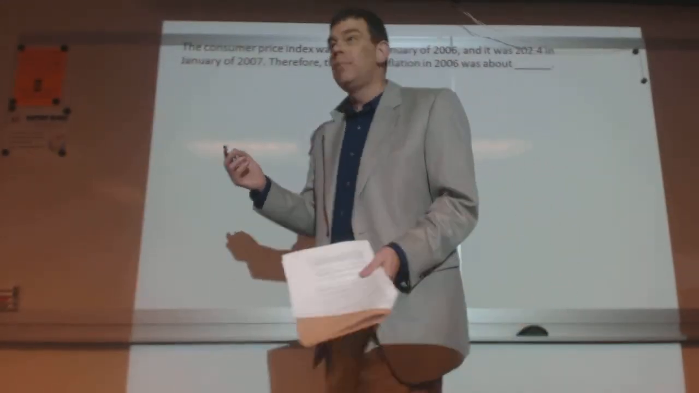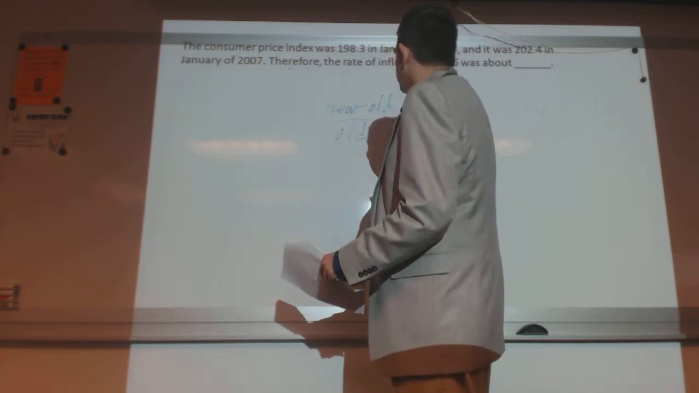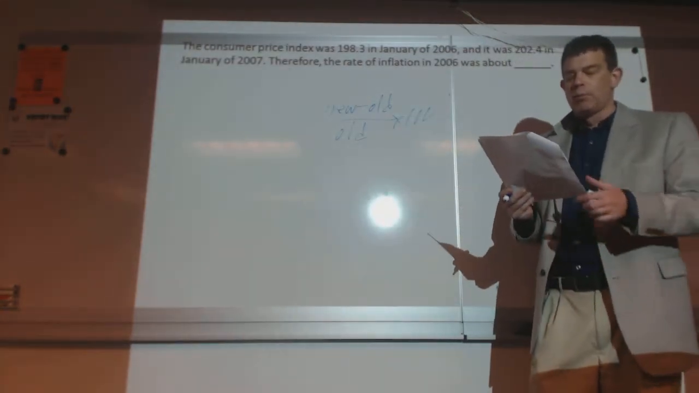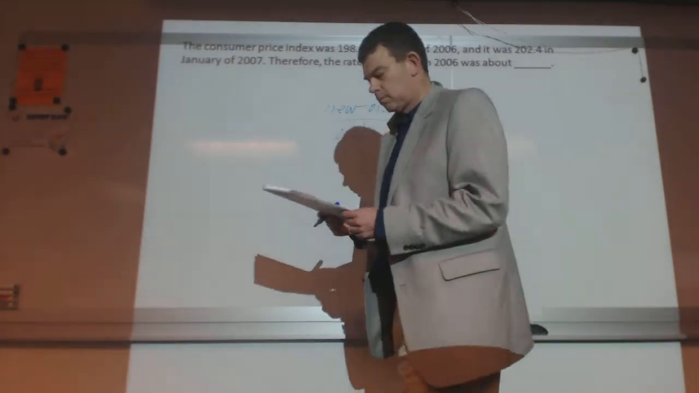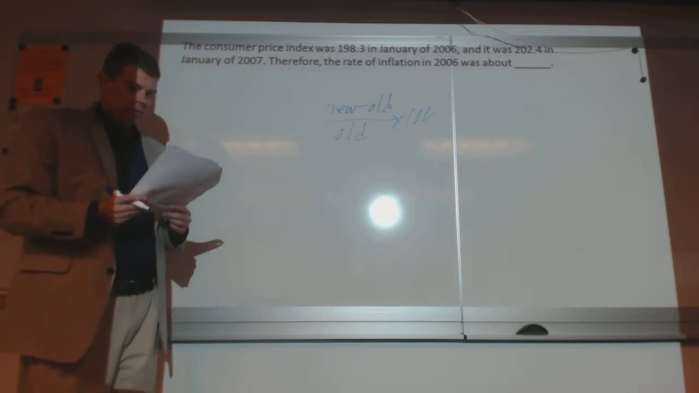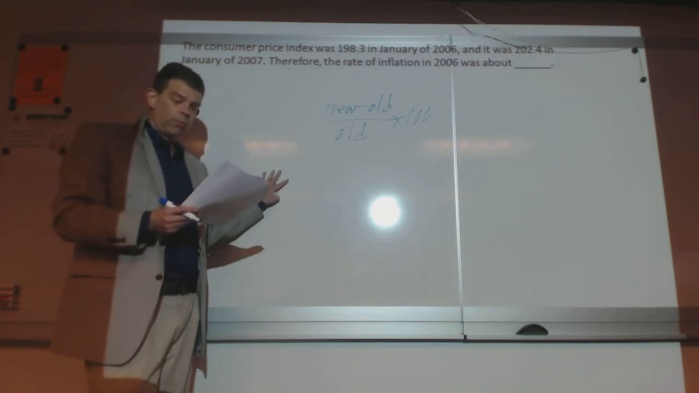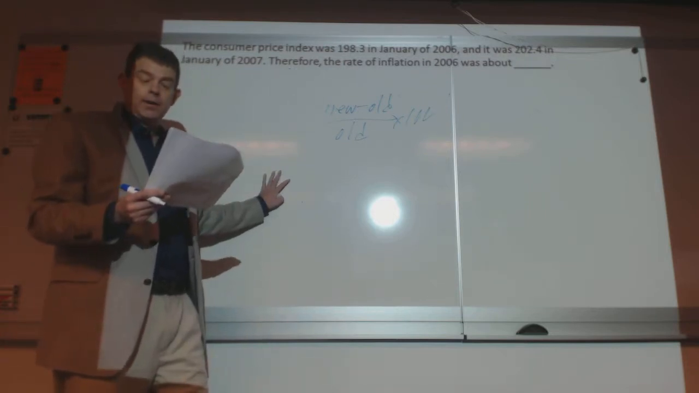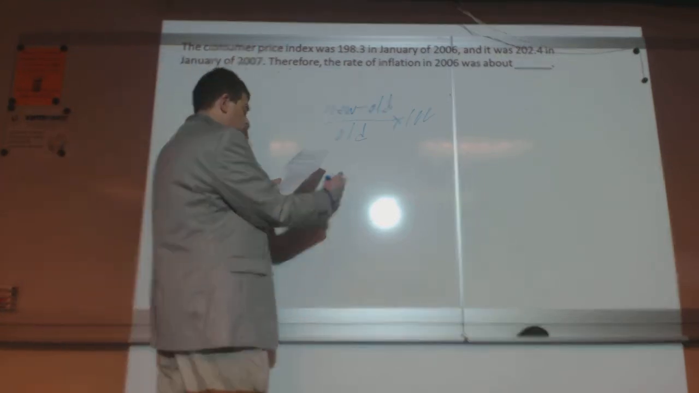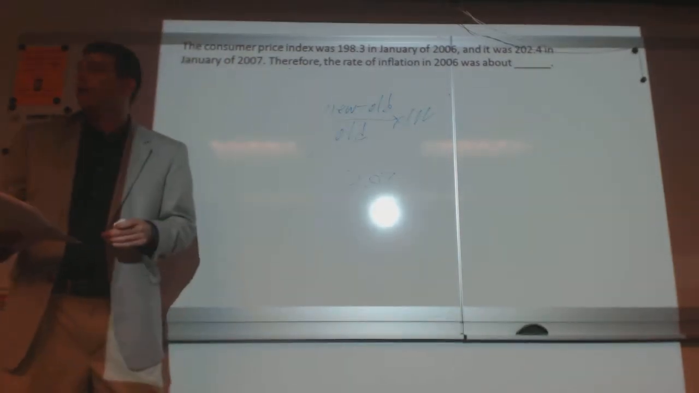Right, same formula we did before. It's simply new minus old divided by old times 100. So in order to do that, someone tell me the inflation rate. It's 202.4 minus 198.3, that's 4.1, divided by 198.3 times 100, should be approximately 2.07%. That's the inflation rate.